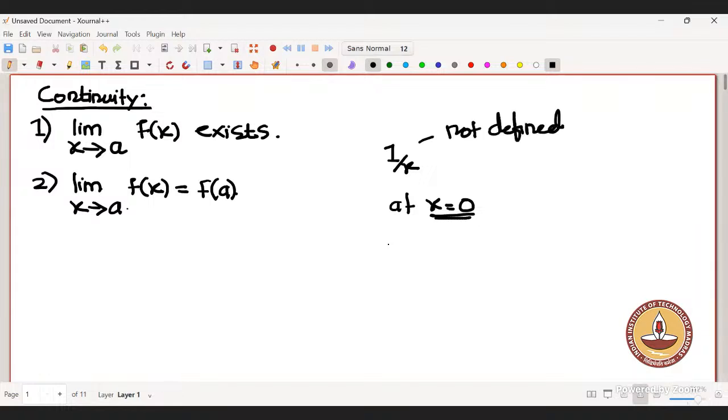So apart from 0, 1 by x is continuous set. Okay. Okay, sir. Yes.